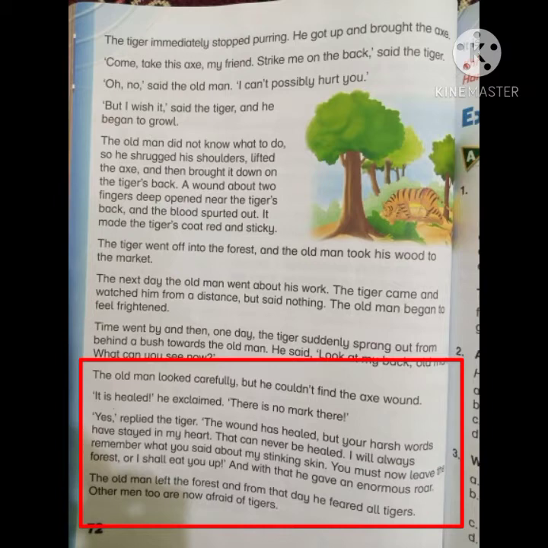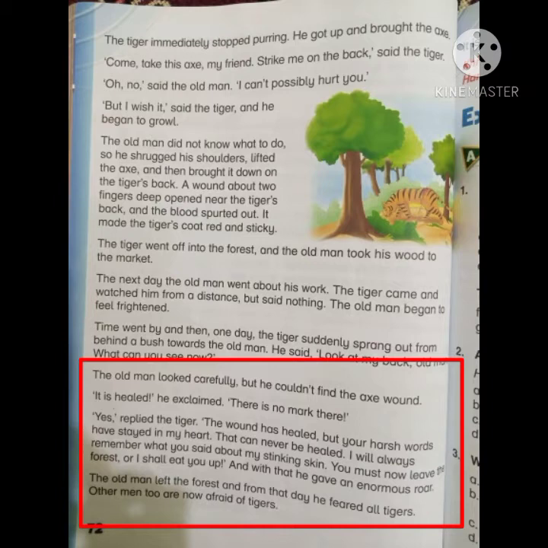Enormous means very large in size. The old man then looked at the tiger's back carefully. There was no mark of the wound of the axe on his back. It was completely healed, but the tiger replied to the old man that his wound has healed, but the harsh words which the old man said about his smelly skin will never heal. He then ordered the old man to leave the forest, otherwise he will eat him. The old man then left the forest and feared all the tigers.